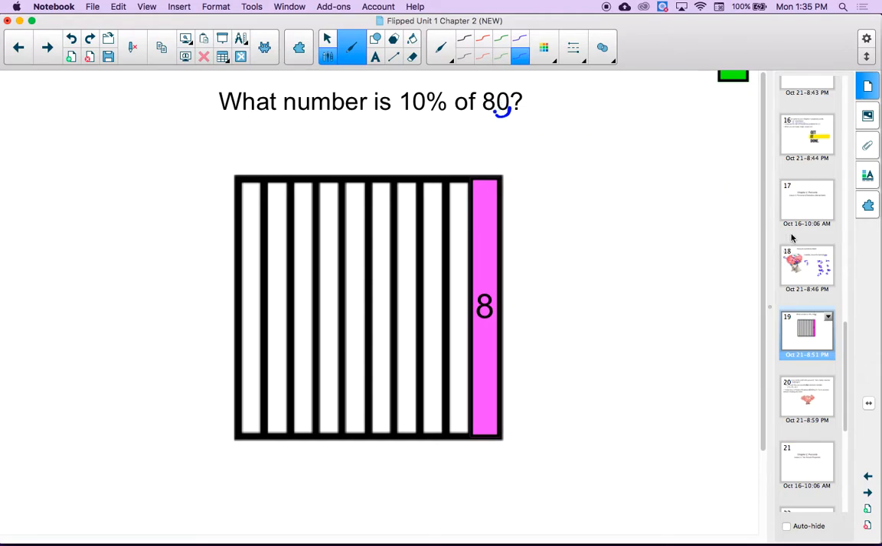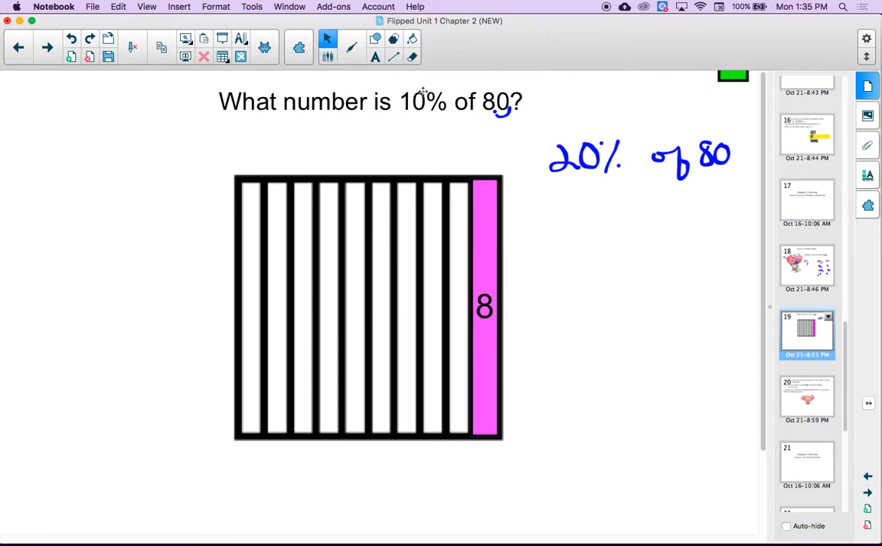Well, that's great, but what if we want to find 20%? What if we want to know what's 20% of 80? Easy. If I know 10%, I just double it to get 20%. 20% of 80 is 2 10%s. So an 8 and another 8. If we know 10%, we can multiply by 2 to get 20%. So 20% of 80 is 16.